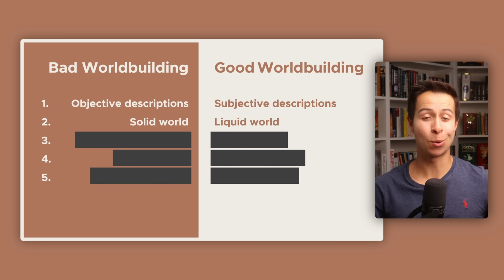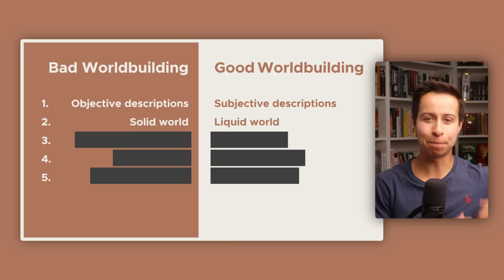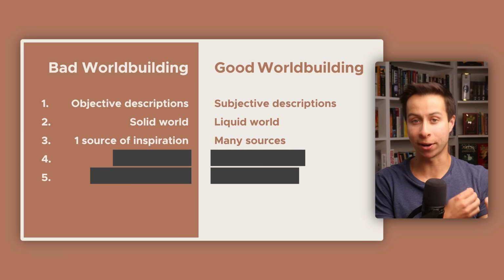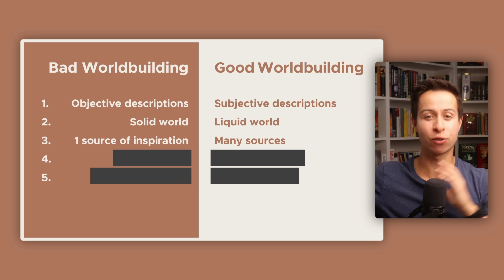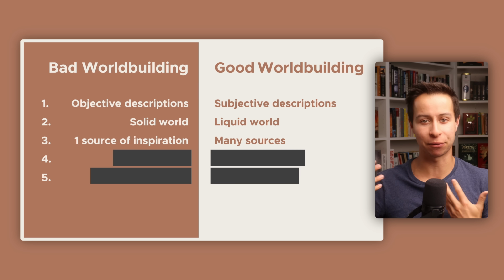The third big difference between good world building and bad world building is that bad world building often just draws from one point of inspiration, whereas good world building draws from many different sources to create something that feels original.